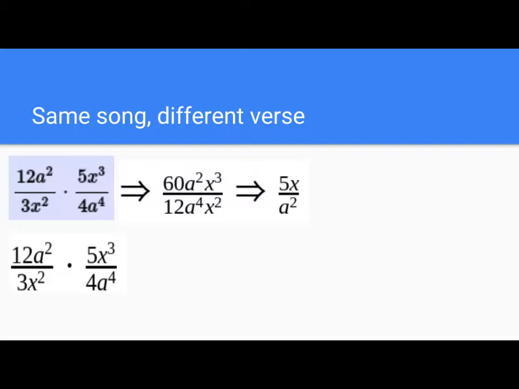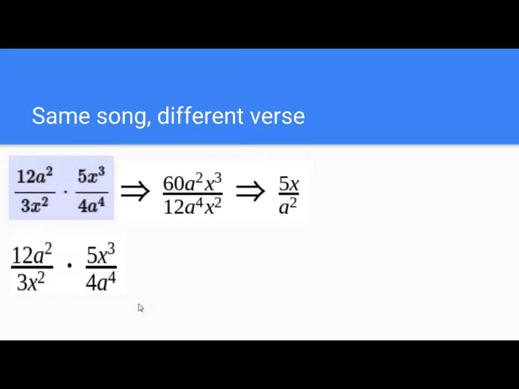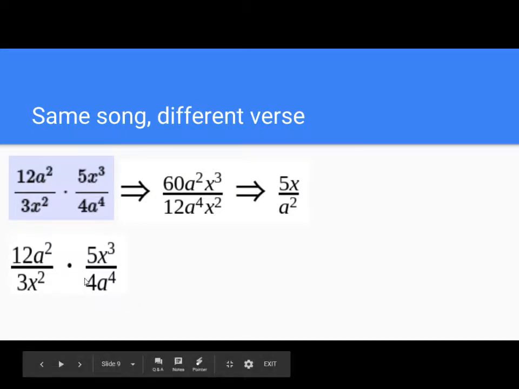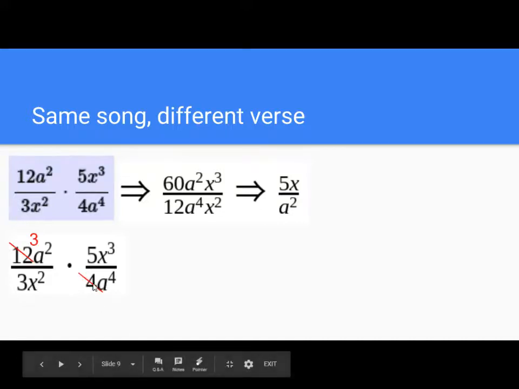The other method, which is canceling first, is this. We have the original problem again, 12a squared, and I look top and bottom. I say, what can I divide away? There's more than one, but one thing I can divide away right away is this 12 and the 4. I can divide both of those by 4. 4 divided by 4 is 1. 12 divided by 4 is 3.